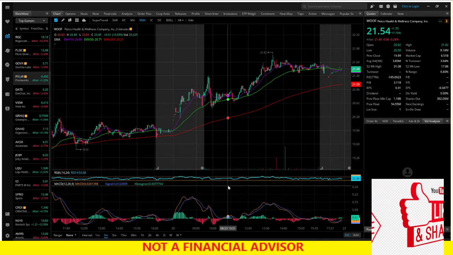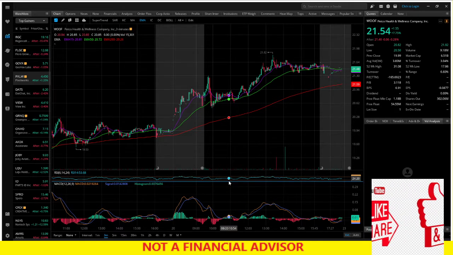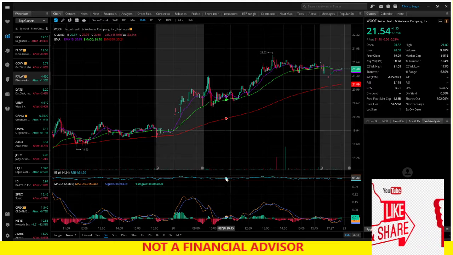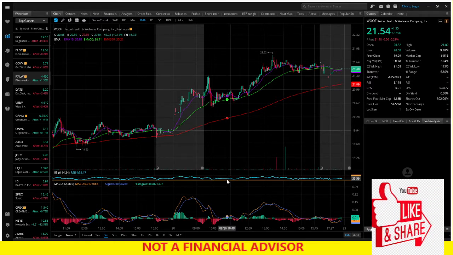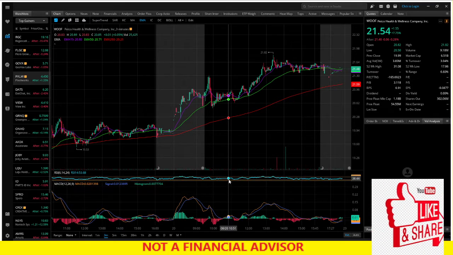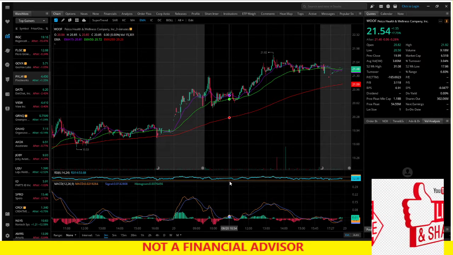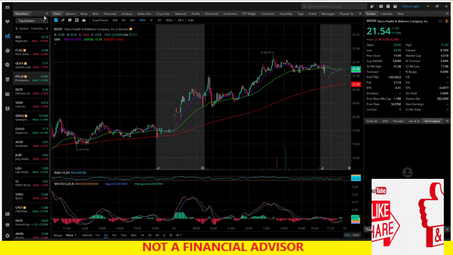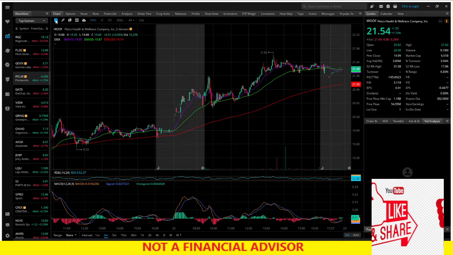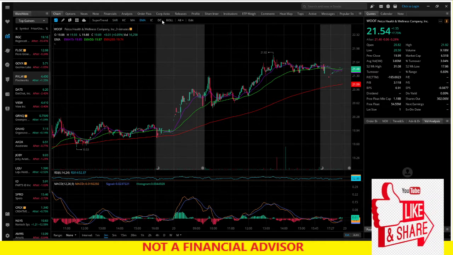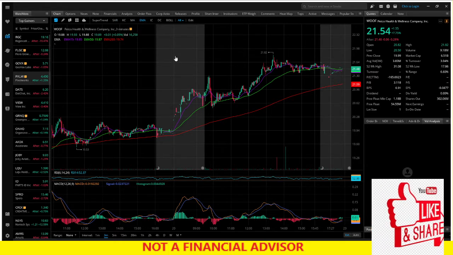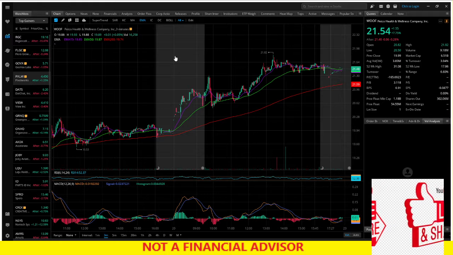So why should we use these? Well, they can give us an insight into price movement and help us predict further price movement in the future.